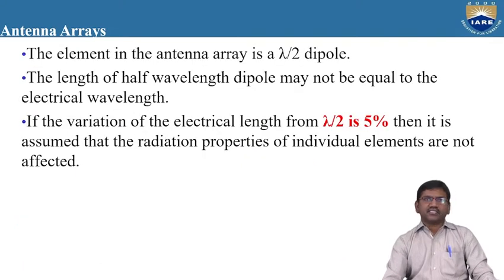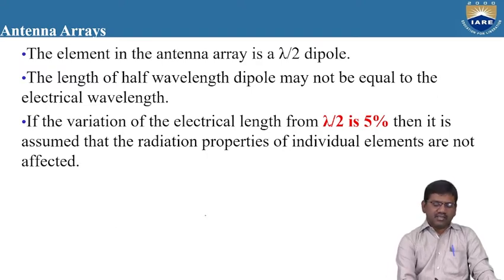In most cases, in any type of array, the antenna element is a lambda by 2 dipole. So in most practical applications that we are going to design, in an array we generally take half wave dipole elements. The length of the half wave dipole will not be equal to the electrical wavelength, right?